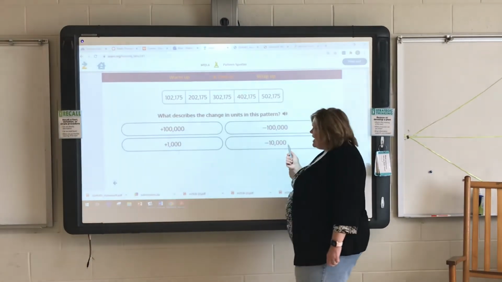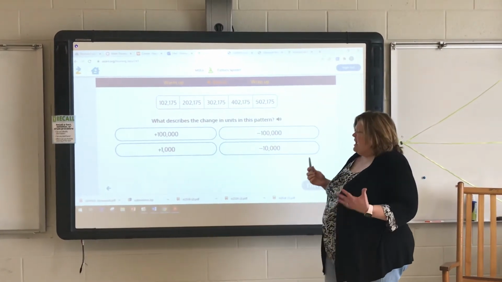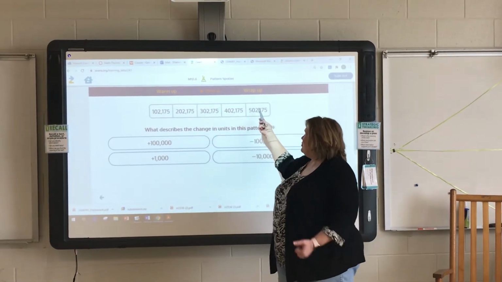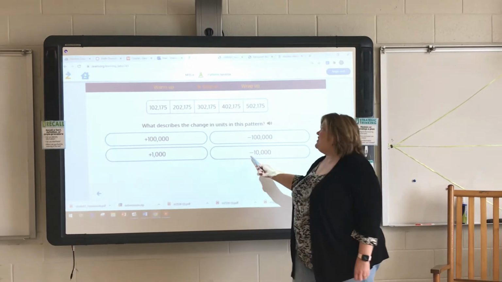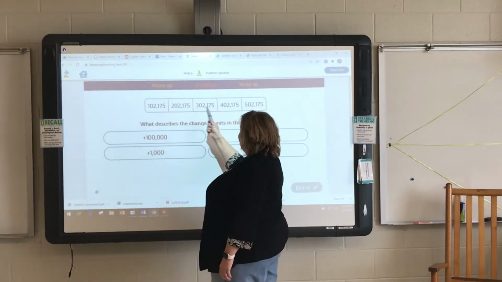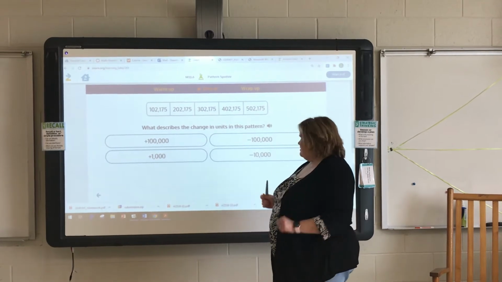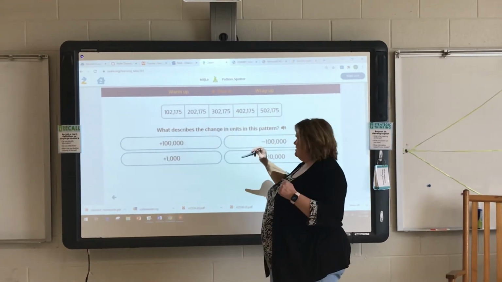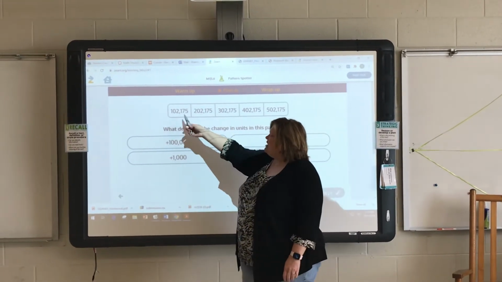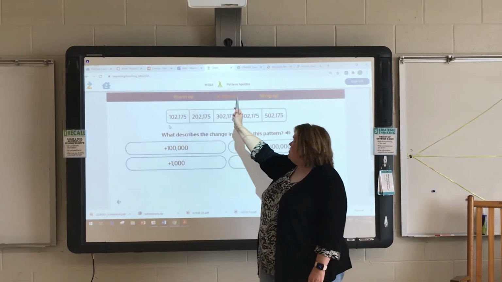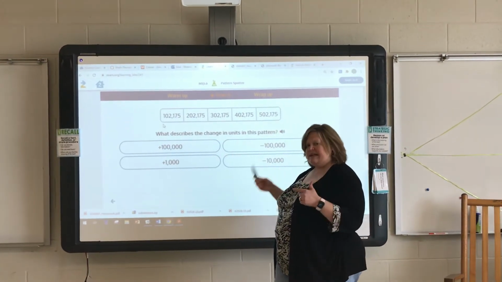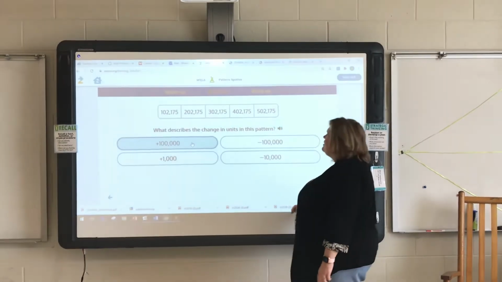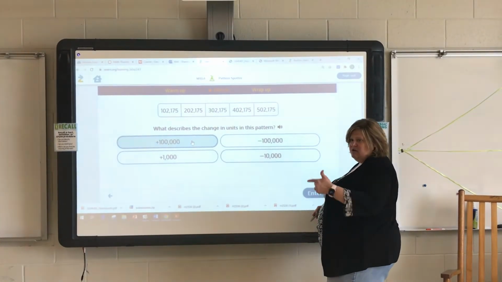Or subtracting 10,000? Well, now we know these two can't be right because the thousands place did not change. It's 2 in every number. And the 10,000s place didn't change. It stayed 0. So automatically you would say, no way, those two can't be right. So now we decide, did it go up and increase by 100,000 or did it go down? When I look at my numbers, I can see that they're going up, they're increasing. So it increased by 100,000, or we added 100,000 to the number.